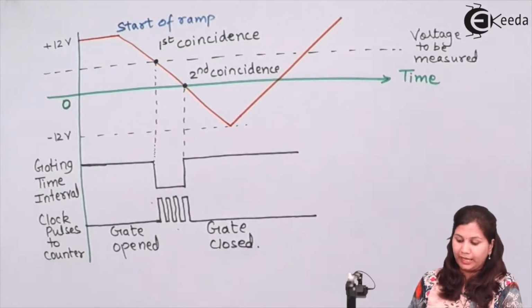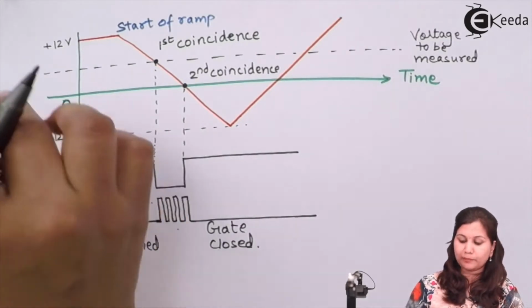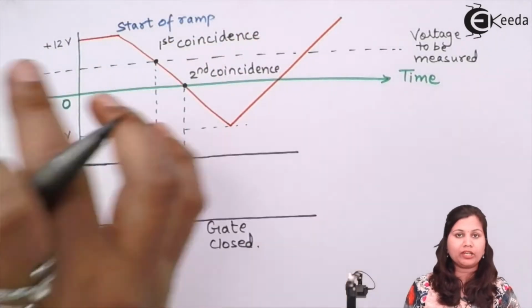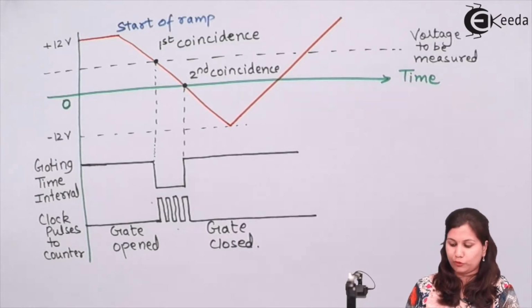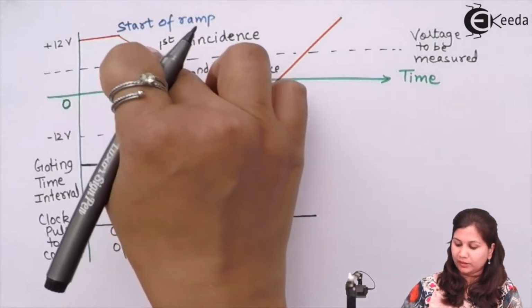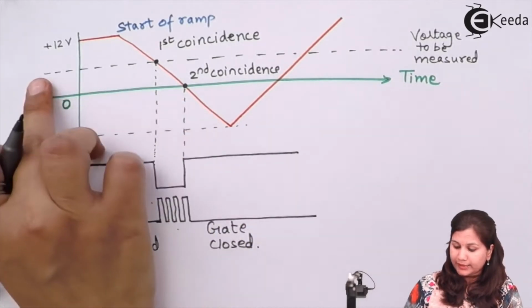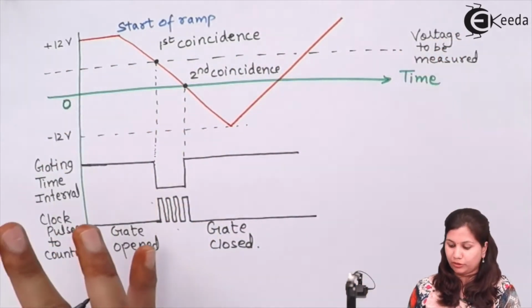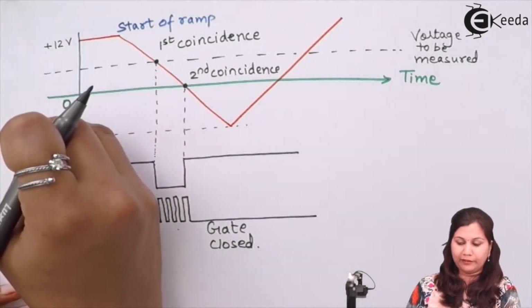So here we are having a ramp signal. The range of this ramp signal is from plus 12 volts to minus 12 volts. It is the range. We can use a positive going ramp also and a negative going ramp also. Now here we are having a negative going ramp. Now this black line is showing the voltage which we want to measure. Okay, this voltage is between the range from 0 to 12 volts.